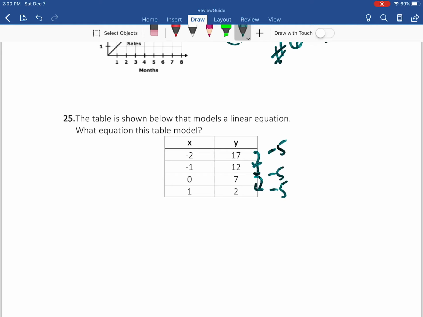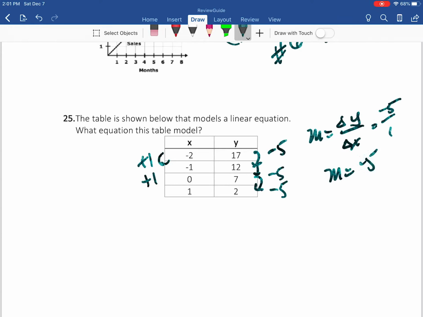And when I go from negative 2 to 1, I'm adding 1. And from negative 1 to 0, I'm adding 1. So my slope is the change in y over the change in x. That will give me negative 5 over 1, which will give me a slope of negative 5.